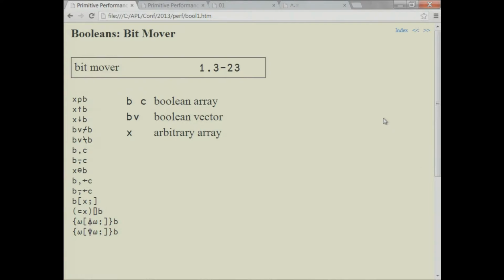The interpreter has a function, BMB, which is a bit mover, for moving a chunk of bits from one place to another, typically when the bits are not aligned with a byte. Now this function, this bit mover, is used in a number of primitives. So by speeding up the bit mover, a whole bunch of primitives just got faster on Boolean arrays.